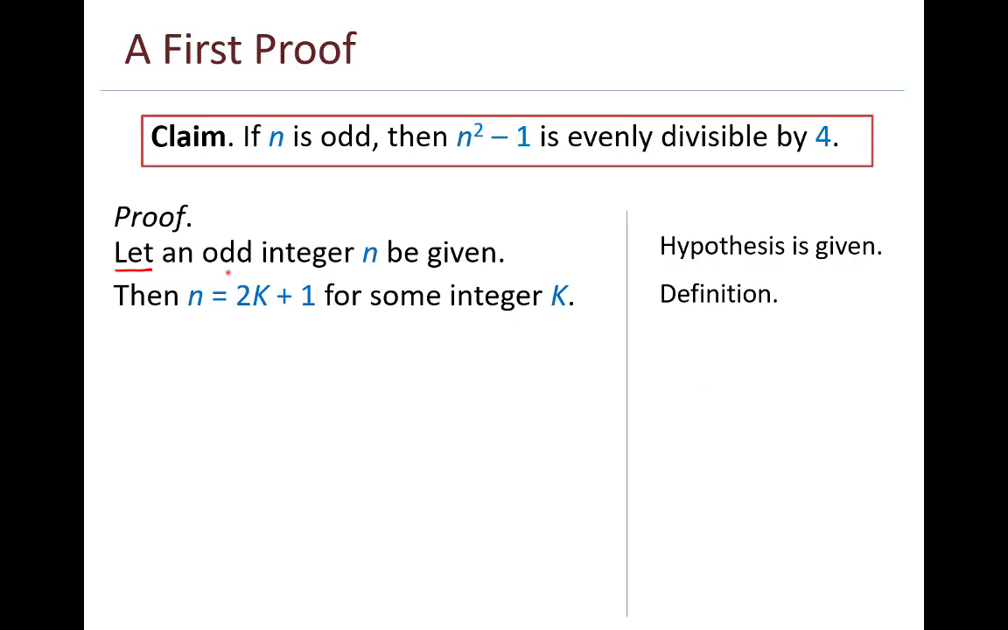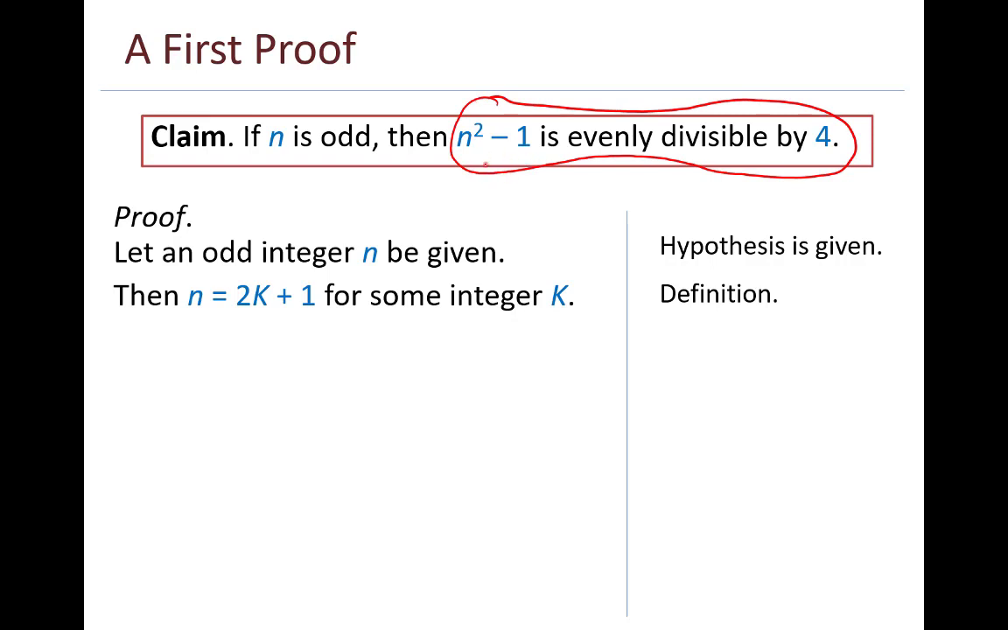Since n is odd, what does that really mean? It really means that n equals 2k plus 1 for some integer k. These are always the first two steps of a proof. You establish a variable and the hypothesis. Then you apply a definition for any terms that are in that first sentence. After that, we look to the conclusion of the claim.